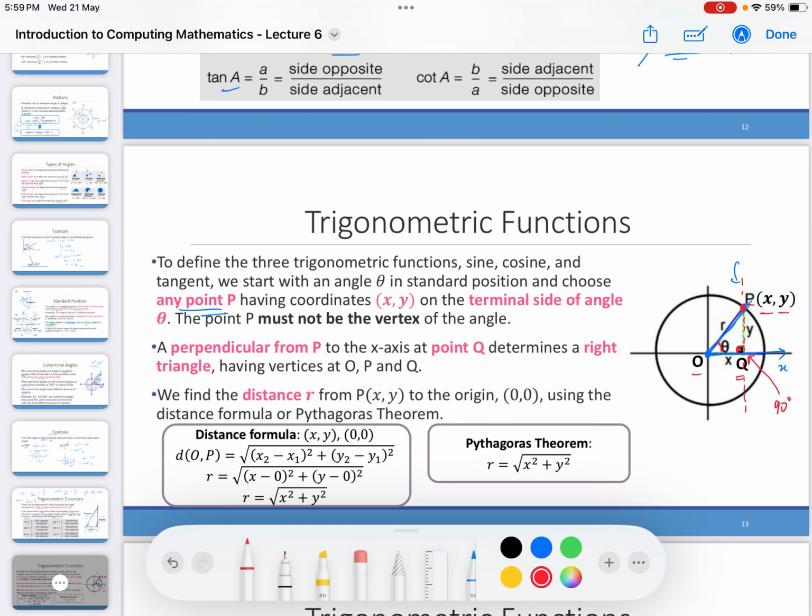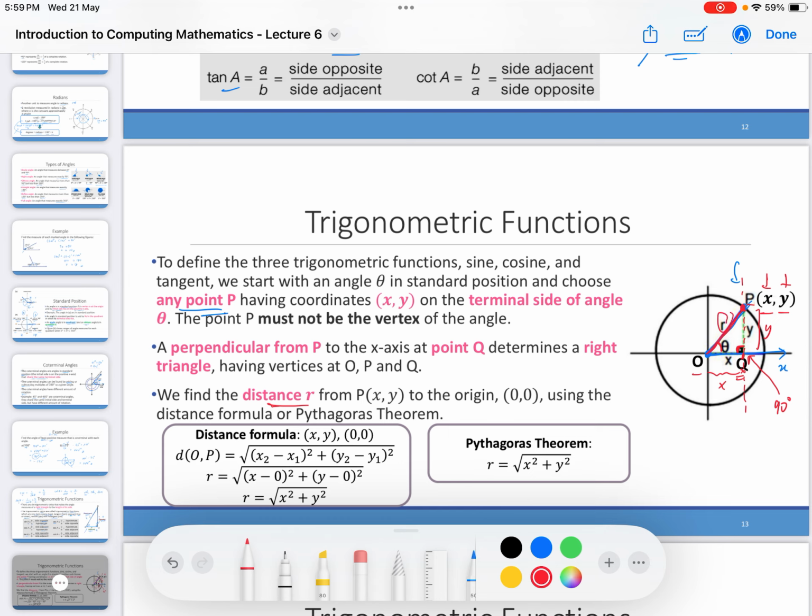Okay, and then since the coordinate point is x and y, that means over here is x. So the distance from O to Q is x, and the distance from P to Q is y. Next we find the distance r. The distance r is actually from O to P.